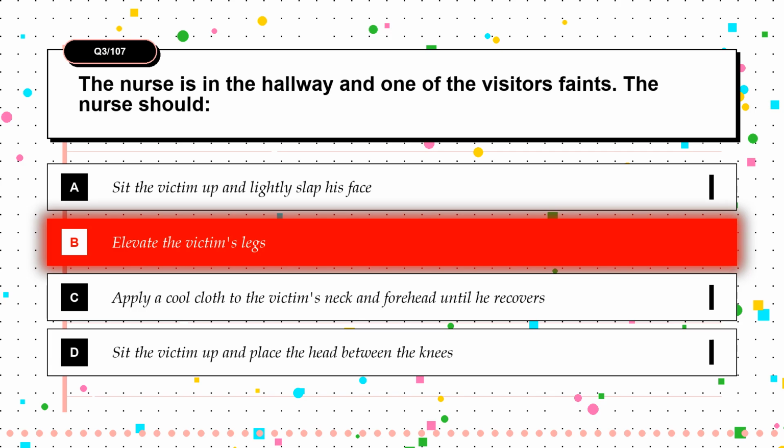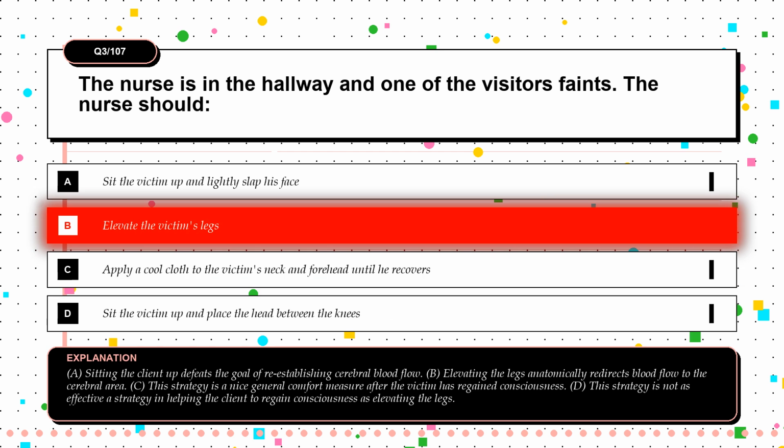The correct answer is option B. Elevate the victim's legs. A. Sitting the client up defeats the goal of re-establishing cerebral blood flow. B. Elevating the legs anatomically redirects blood flow to the cerebral area. C. This strategy is a nice general comfort measure after the victim has regained consciousness. D. This strategy is not as effective in helping the client to regain consciousness as elevating the legs.